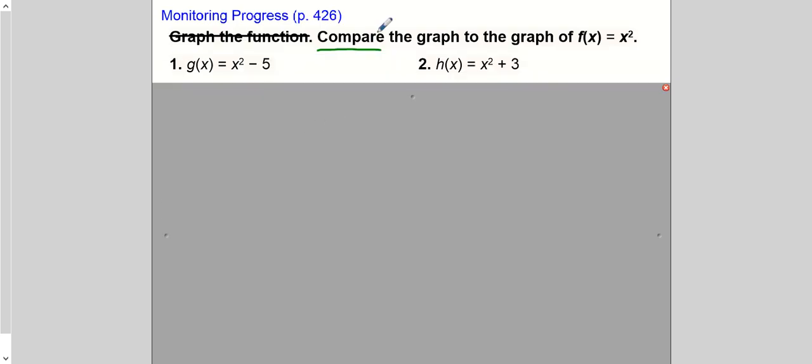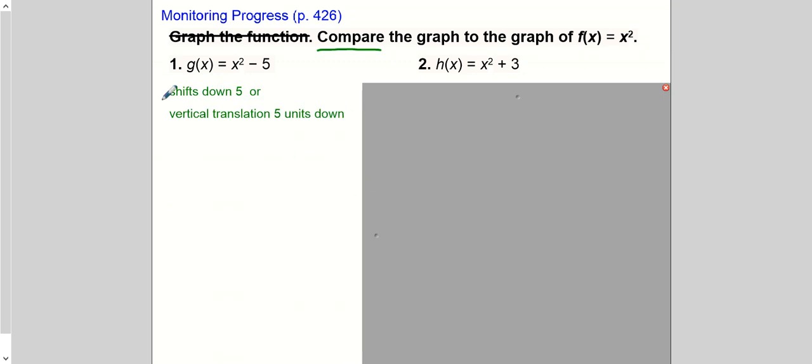Let's give these a try. Compare the graph to the graph of f of x equals x squared. So, x squared minus 5. That's going to be a vertical translation, 5 units. Which direction? 5 units down. So it's going to shift down 5, or you can say vertical translation, 5 units down.